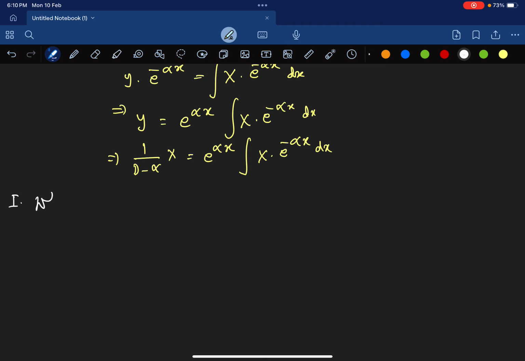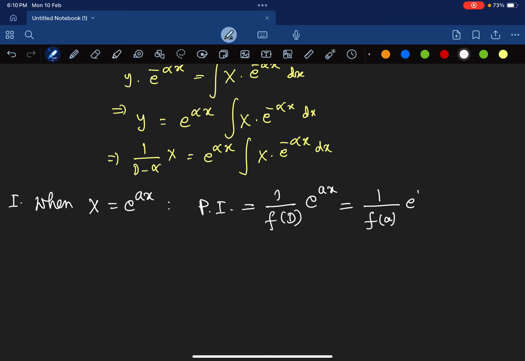So when X is equal to e^(ax), in that case the particular integral is given by 1/f(D) e^(ax). Immediately the formula goes like this: 1/f(a) e^(ax), provided f(a) is not equal to 0.